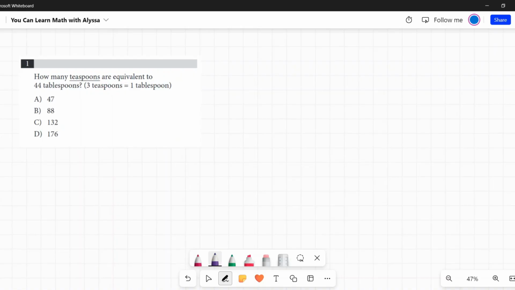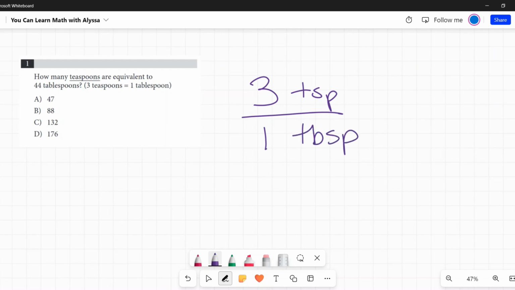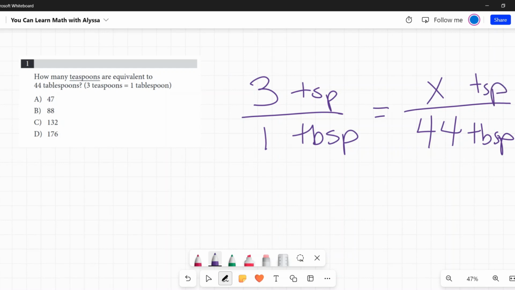Number 1, how many teaspoons are equivalent to 44 tablespoons? And they're being nice and telling us that 3 teaspoons is equal to 1 tablespoon. So if it is 3 teaspoons to 1 tablespoon, then we're saying how many are in 44 tablespoons?